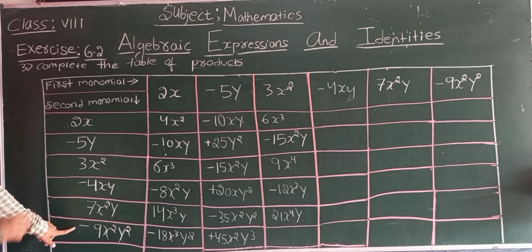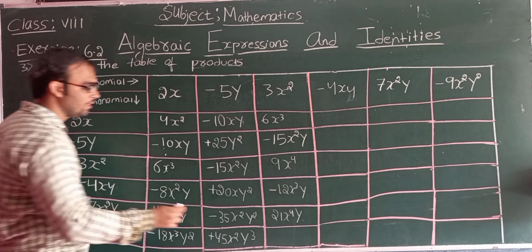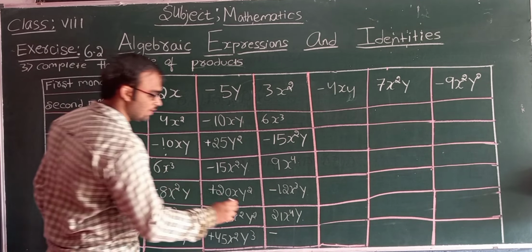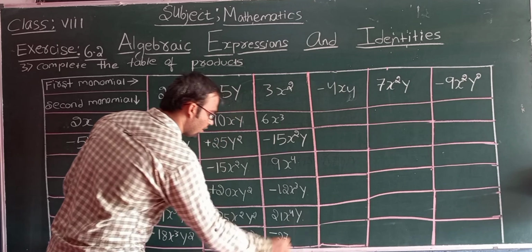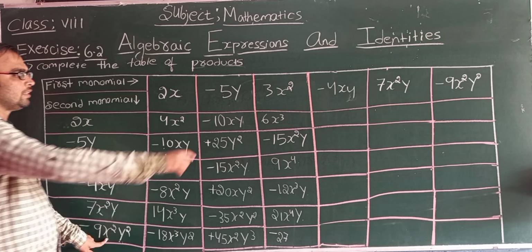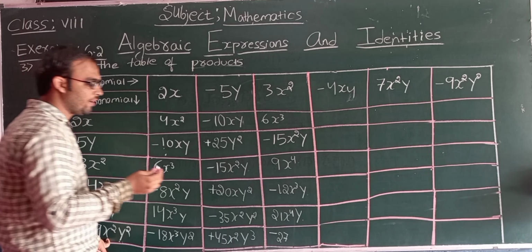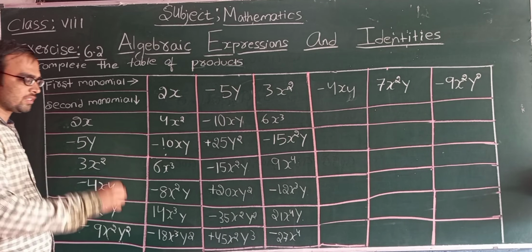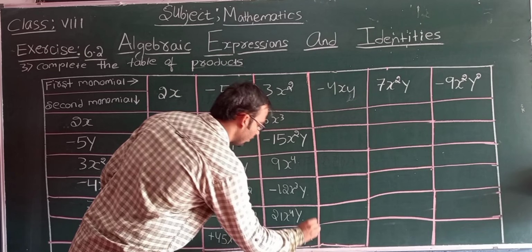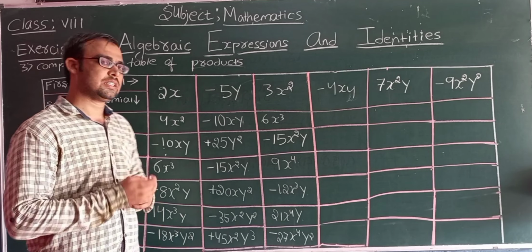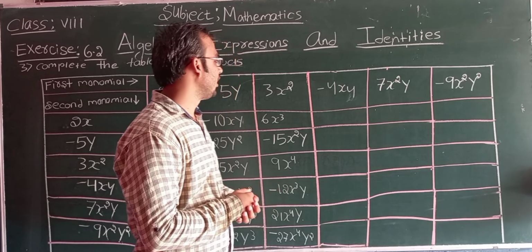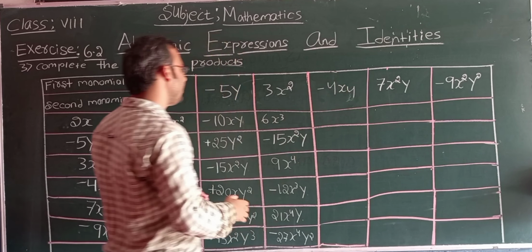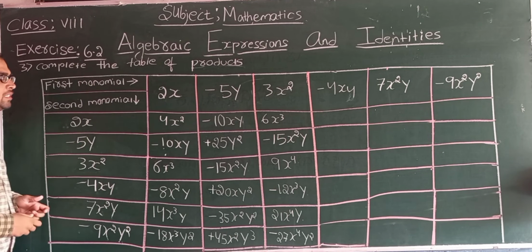Next, here minus is there plus is there, so plus into minus will be minus. Okay, now 9 3s are 27, or 3 9s are 27. So here x square is there x square. X square into x square will be x to the power 4. Okay, now here y square is there, there is no y square, so write as it is. Okay, so here we have completed the third column. Students, now we'll see fourth column. Okay, so here what is there? Minus 4xy. We need to multiply this minus 4xy with each and every term in this column.